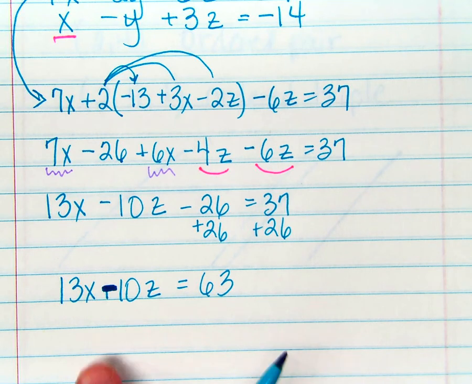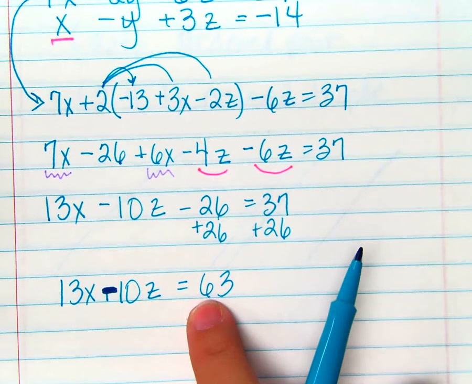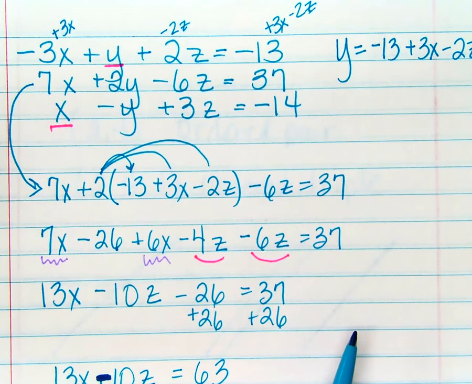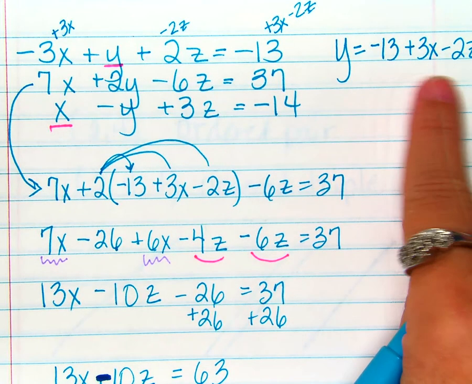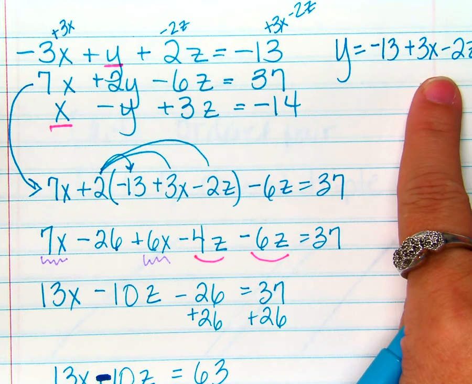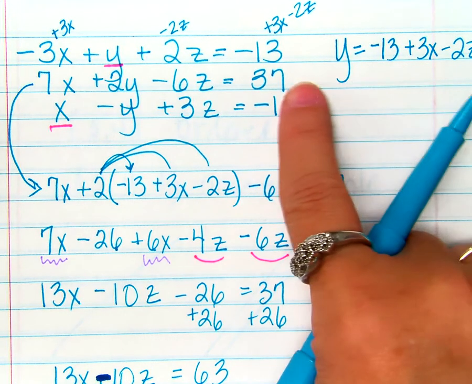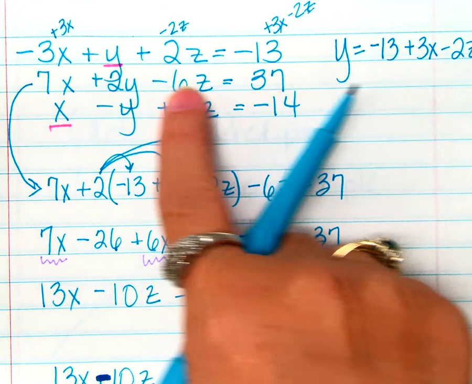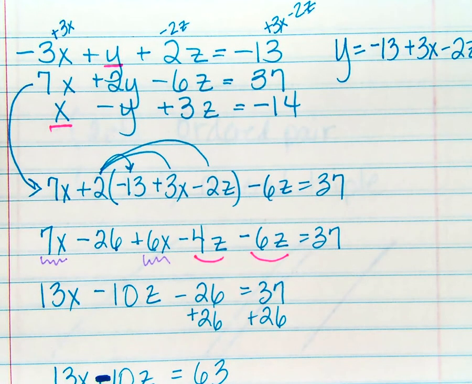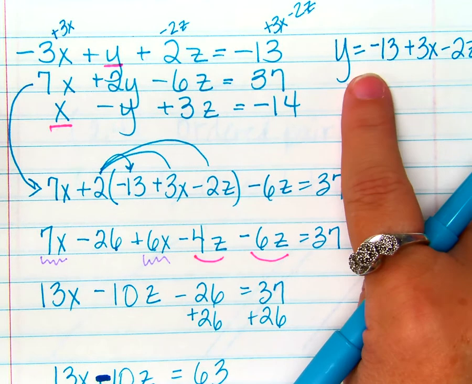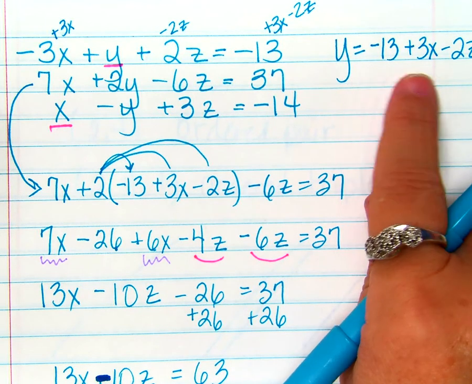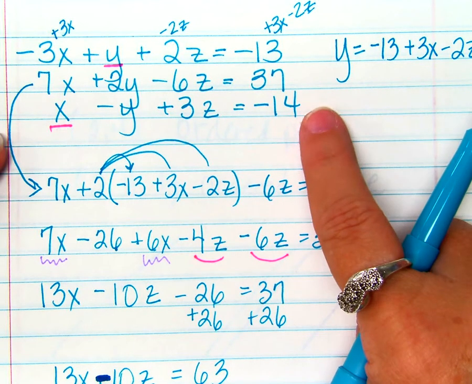Can I do anything with that right now? No. So right now I just kind of ignore it, right? I simplified it as far as I could. Where did I get this from again? Remind me. I took the y and substituted it to the second equation. Now what do I need to do? Take the y and substitute it in the third equation.